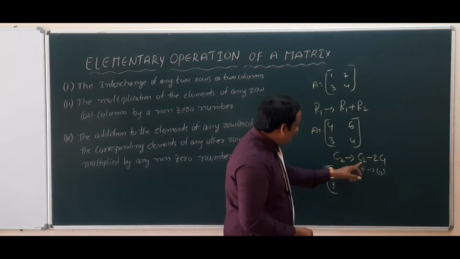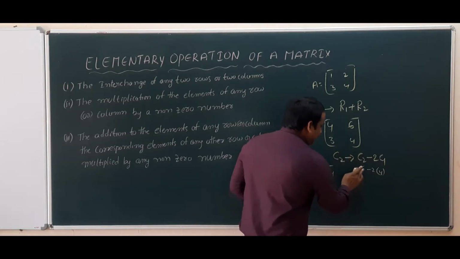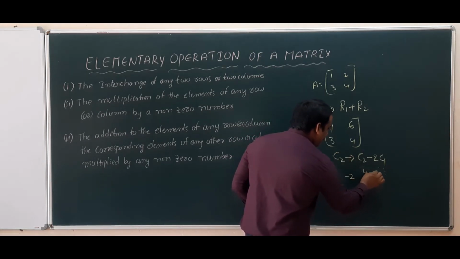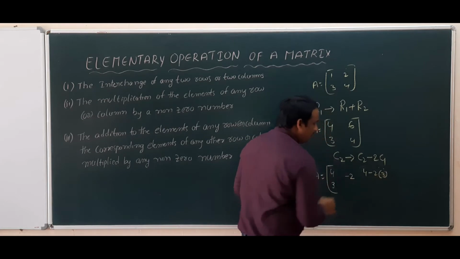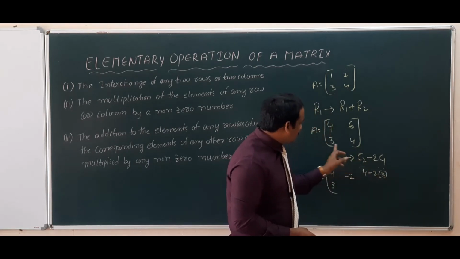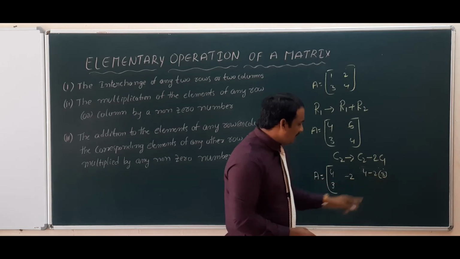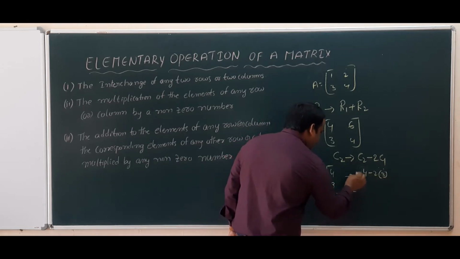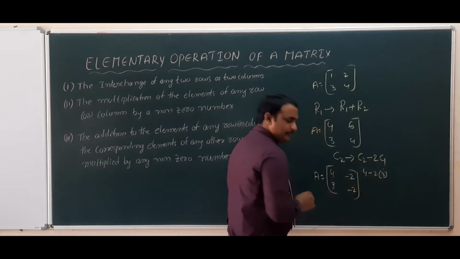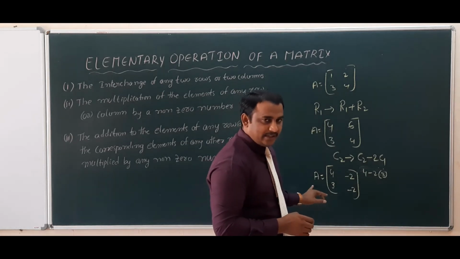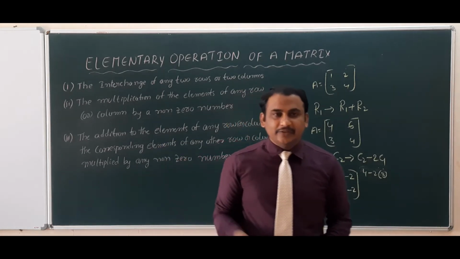Next one here 4. Again here 4 minus 2 into 3. 4 minus 2 into here C1 element 3. 4 minus 2 threes are 6. 4 minus 6 here minus 2. Like that you have to solve the example. Next we will see invertible matrices.